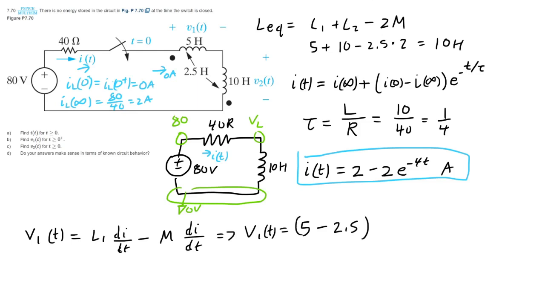I'm going to factor out the di/dt from both sides. We'll just take the derivative of i(t), so the derivative of 2 minus e to the minus 4t, dt.